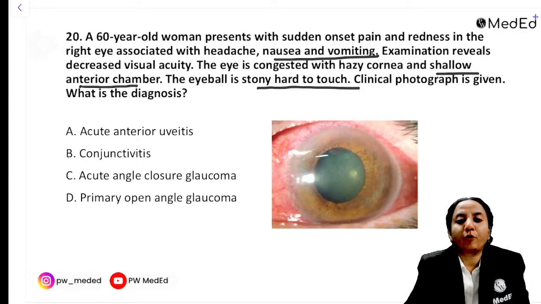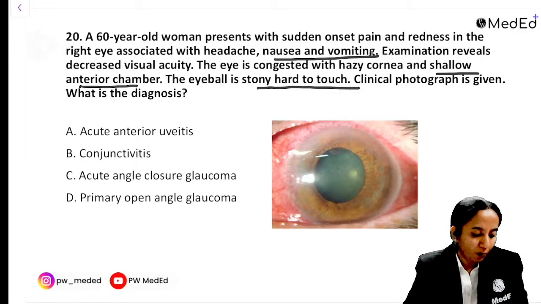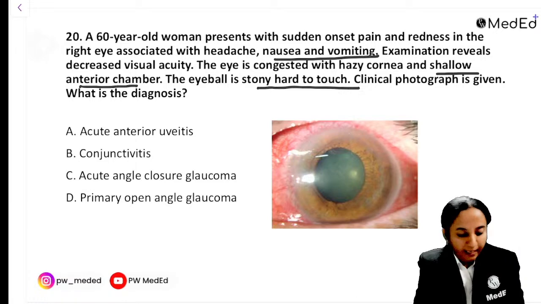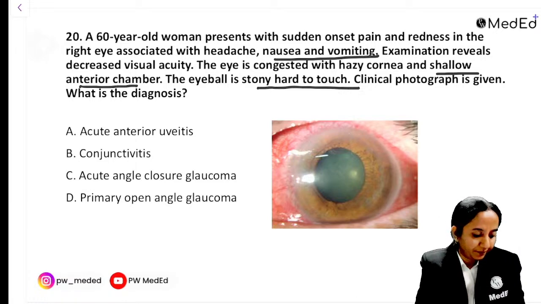This is the clinical photograph. What is the diagnosis? What will you mark as the answer? The options given to us are acute anterior uveitis, conjunctivitis, acute angle closure glaucoma and primary open angle glaucoma. So which one should we mark? Okay, one of you has answered and it is the correct answer. I hope everybody knows the answer.